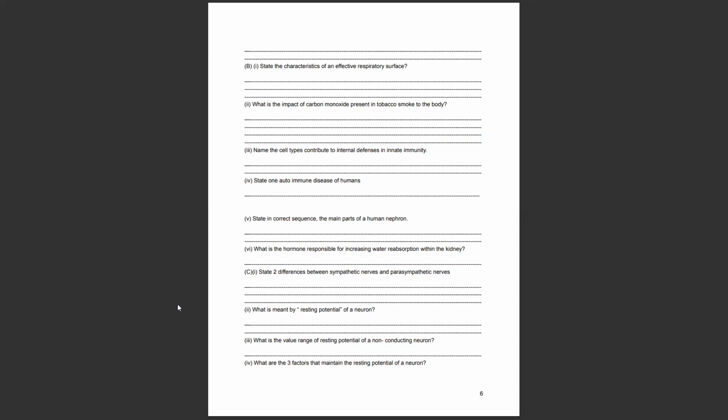When a neuron is at rest, the membrane potential is called the resting potential.